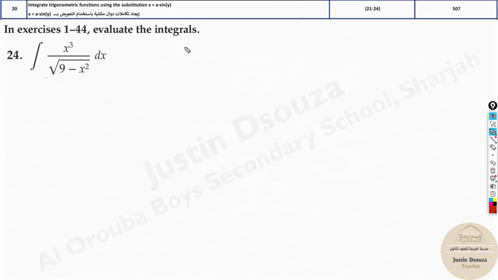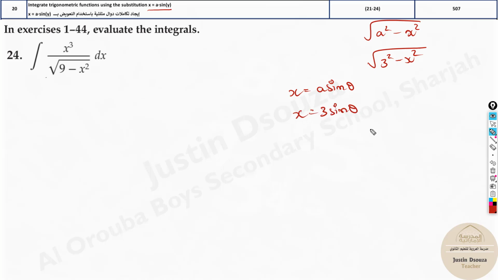So looking at this, you know there is only one formula for this. It resembles the square root of a squared minus x squared. So we will rearrange this. 9 can be written as 3 squared, minus x squared. And we need to assume x is a sine theta, right? So what is a? 3. So x is 3 sine theta. This is done. And now what is the derivative? dx will be, I'll directly write it, 3 cos theta d theta.